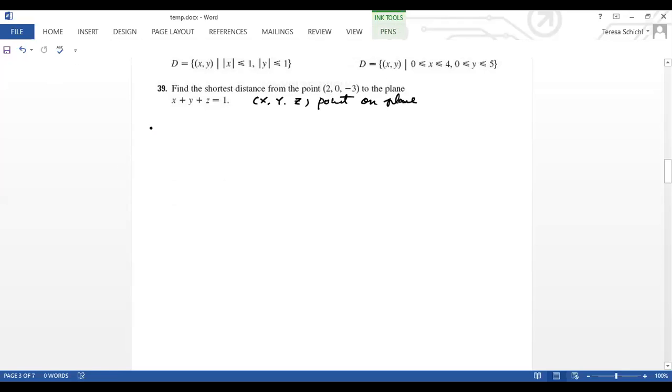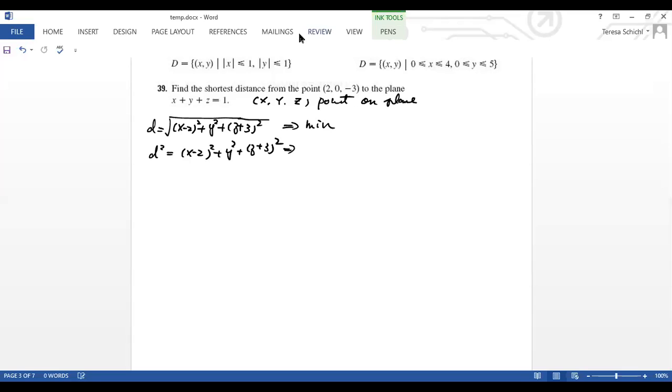Right? So the distance formula will be the square root of (x minus 2) squared plus y squared, plus (z plus 3) squared, right? So we want to what? We want to minimize this. I want to find the minimum value. So instead of trying to take the derivative of the square root, if you square that, you get (x minus 2) squared plus y squared plus (z plus 3) squared. If you minimize d squared, it is the same thing as minimizing d here, right?